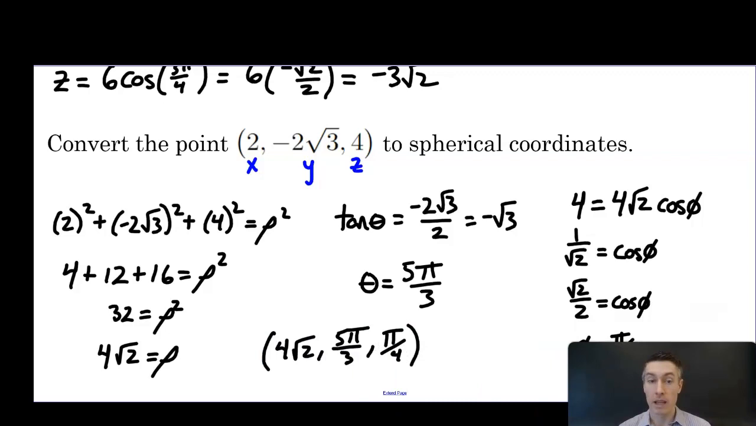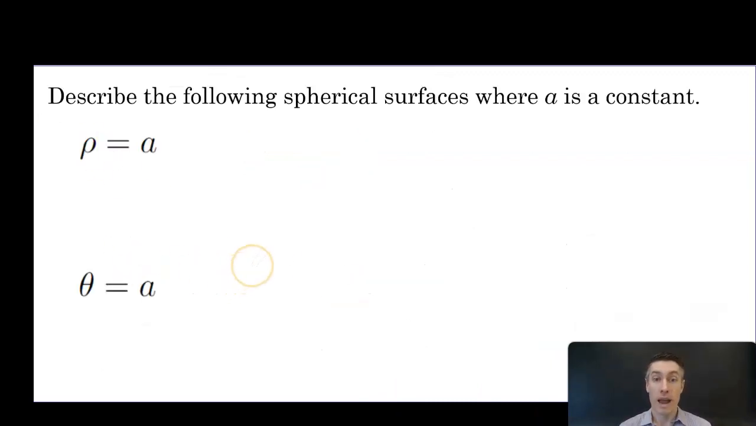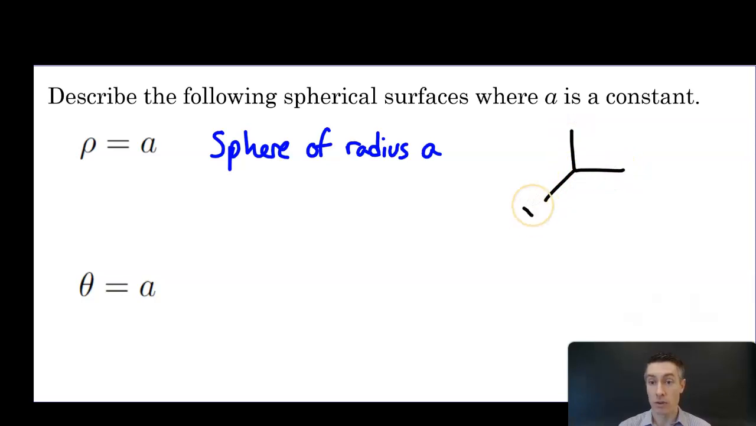So good practice converting in both directions. Now we're going to do the same thing and look at each variable set equal to a constant and see what type of surface they define. So for rho equals a, well, rho is the radius or the distance from the origin, so this is going to be a sphere of radius a. And if we draw a sketch out for ourselves in 3 space, the sphere is centered at the origin with a radius of a. That's what that's going to look like.